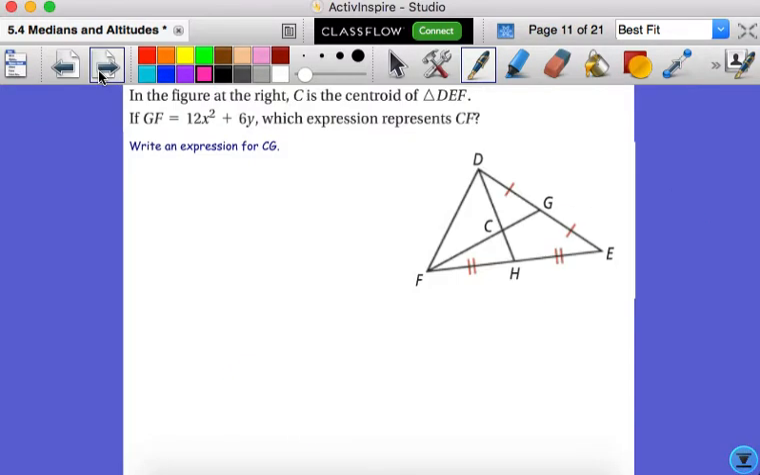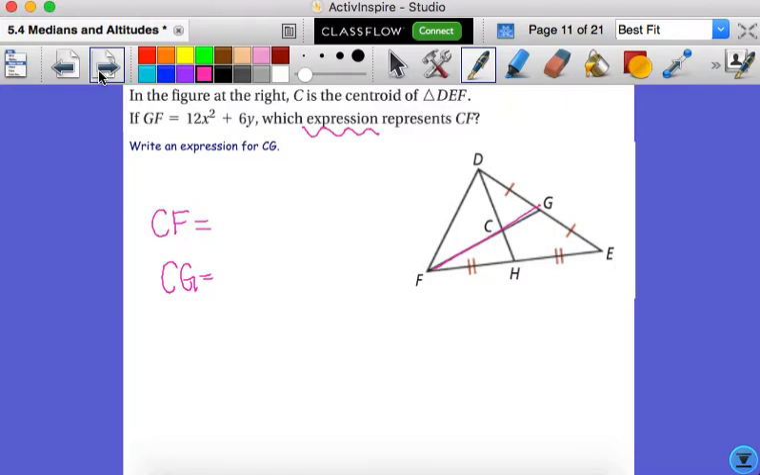So in the figure it says C is the centroid. If I know that GF is 12x squared plus 6y, write an expression that represents CF. Remember that an expression is going to have variables in it, so we're going to have variables somewhere in this. We're not looking to actually solve and see how long this is. We just want to write an expression that represents the size.